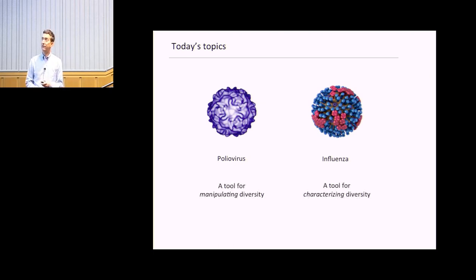One is an informatic tool we've developed with the help of Ryan Mills in your department for manipulating genetic diversity. And the other is a tool that we are looking at in influenza for characterizing or defining diversity. And so those are the two things we're going to do. First I'll tell you about manipulating diversity.